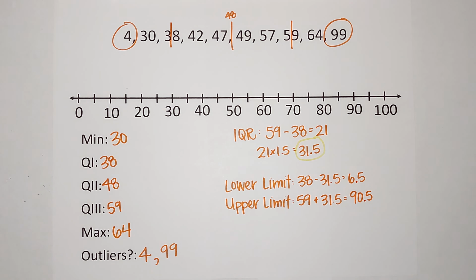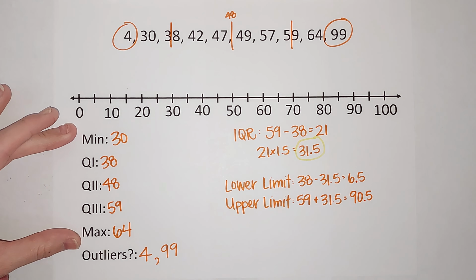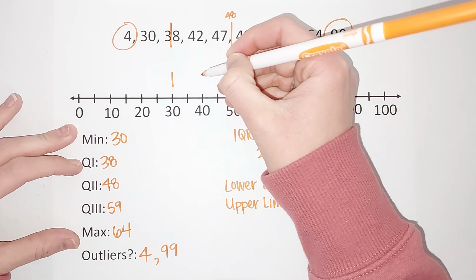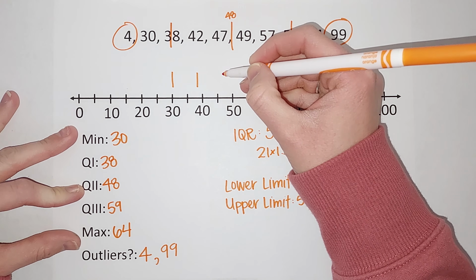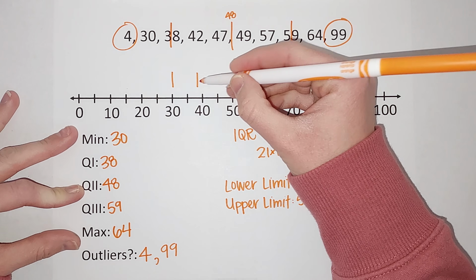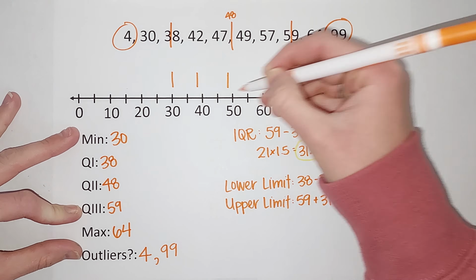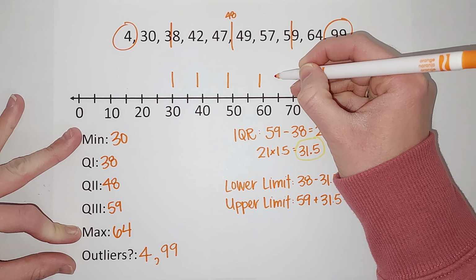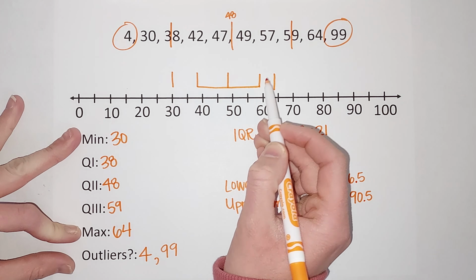Okay. So now here's my new 5 numbers. And then I'm going to still represent the outliers on here with an asterisk. Okay. So my new minimum is now 30. Quartile 1 is 38. Quartile 2 is, did I say 48? 38 for quartile 1. 48 for quartile 2. There we go. Quartile 3 is 59. And my new max is 64. Okay. Middle 3, make the box.